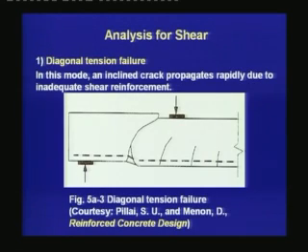The first one is the diagonal tension failure. In this mode, an inclined crack propagates rapidly due to inadequate shear reinforcement. That means if the shear reinforcement is not adequate enough, the cracks that have formed due to flexure shear will propagate through the depth of the beam quickly, and we see that the right part of the beam has literally separated from the left part. This is an instance of a failure due to shear, and this type of failure is called the diagonal tension failure.